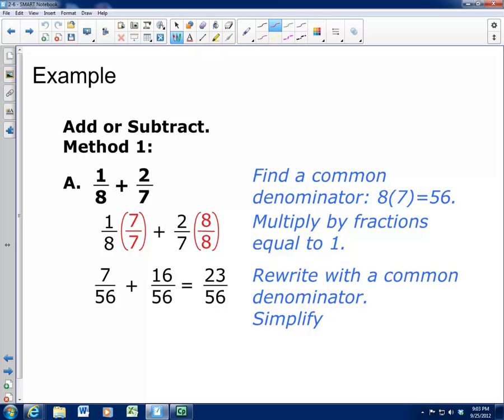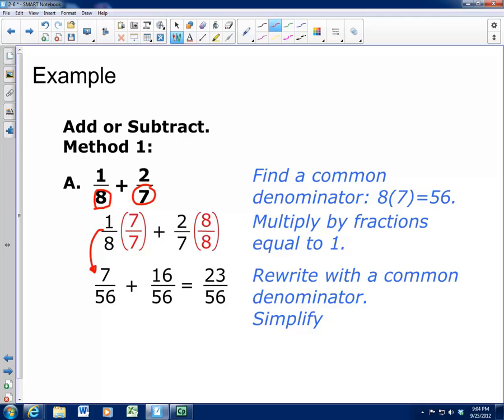Okay, we know that we have to multiply this 8 right here times 7 to get 56. We have to multiply this 7 right here times 8 to get 56. Okay, now whenever we're dealing with fractions and we're making equivalent fractions, we have to do the exact same thing to the top that we do to the bottom. Okay, so this 1/8, whenever we multiply 8 times 7, 1 times 7, we get a new fraction of 7 over 56. That's the same exact value as 1/8.